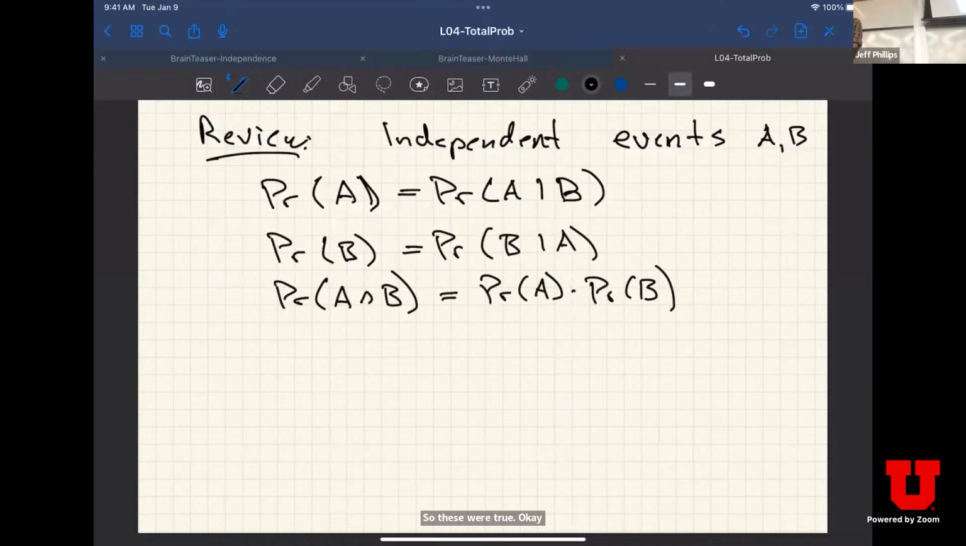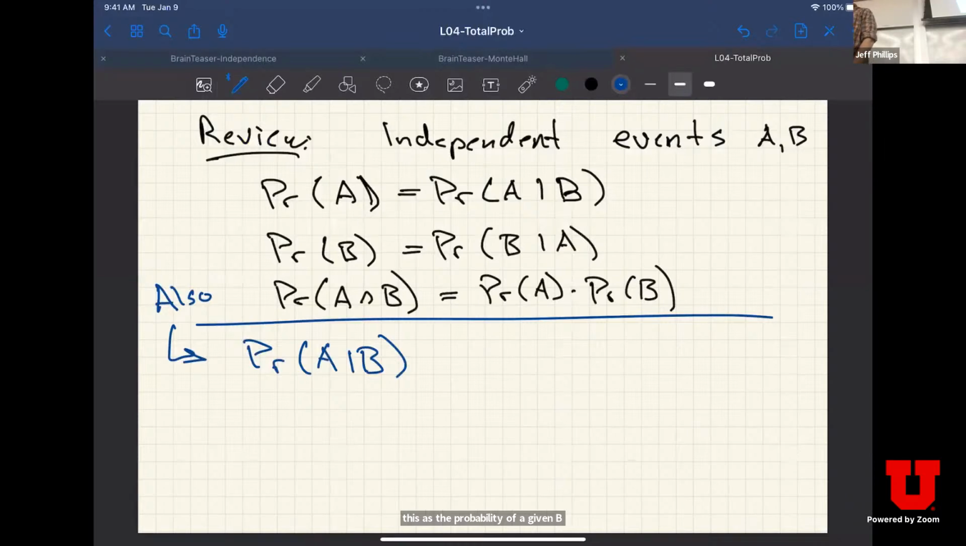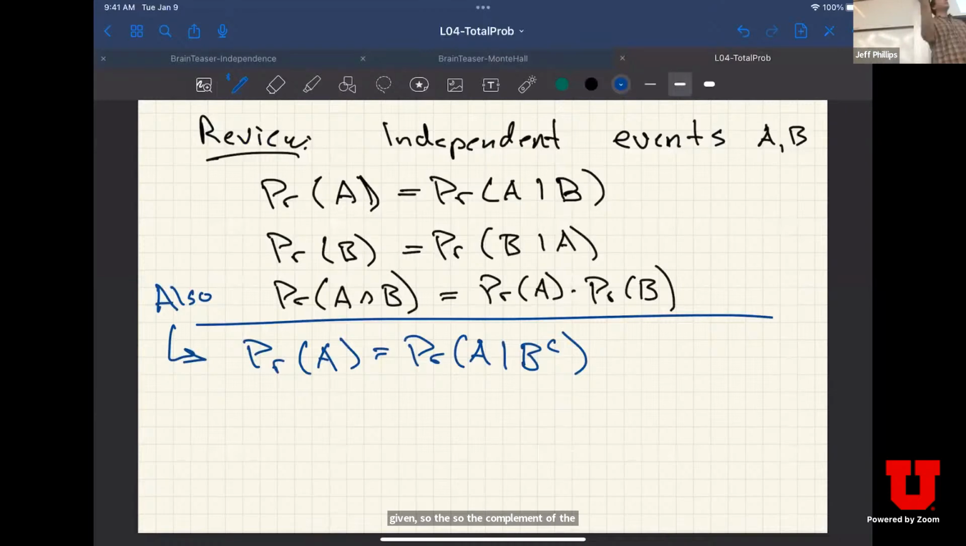Okay, the one last thing I didn't talk about is another view of this we can reach, that this is also equivalent to writing the probability of A is equal to the probability of A given the complement of B. Okay, so we're talking about an event B, but what if we learned that B was not true, instead of learning that B was true? How does that affect the probability of A?